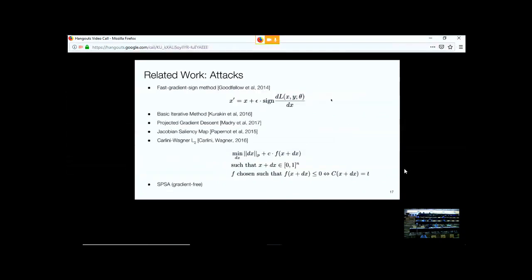Just to give you an overview of what people have been doing along the attacks dimension, I think the first paper that pointed out this issue and came up with a very simple way of constructing an X prime was Ian Goodfellow back in 2014. He proposed something called the fast gradient sign method.